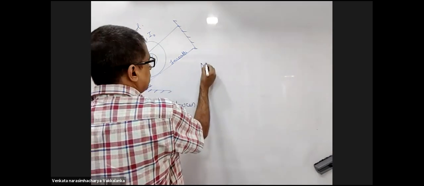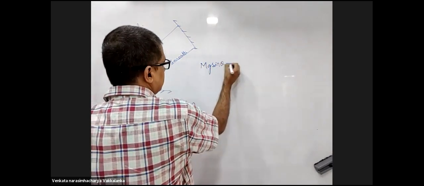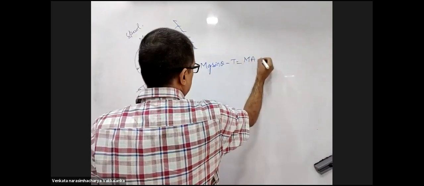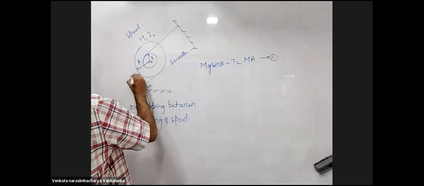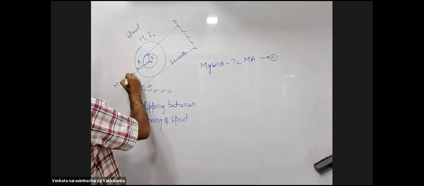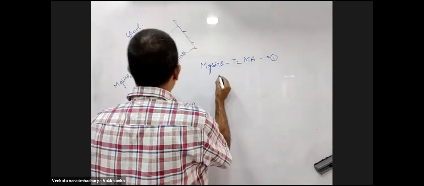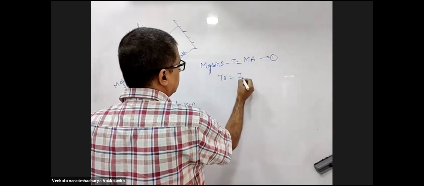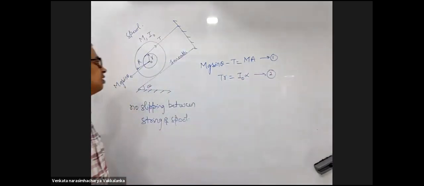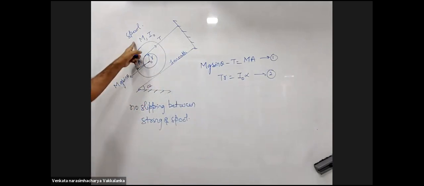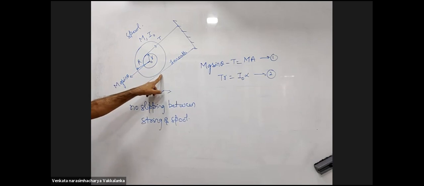Translational dynamic equation would be mg sine theta minus T is capital M into A. Rotational dynamic equation will be T into r is I naught into alpha. Normal force is passing through the center of mass. There is no friction. Only tension produces torque. Now try the constraint relation.